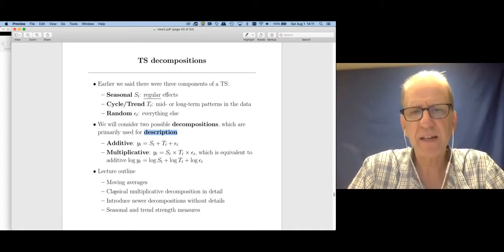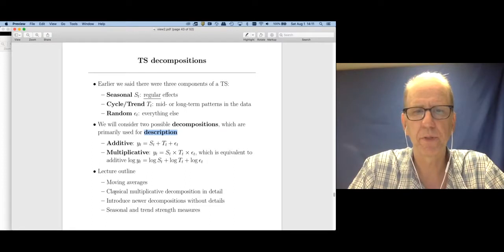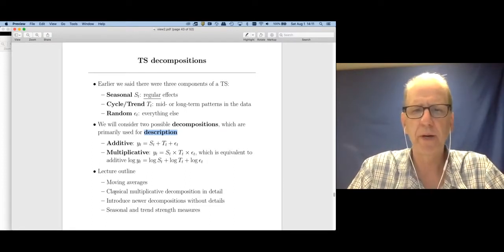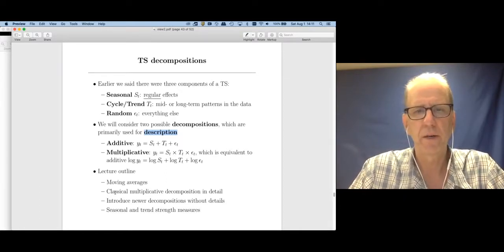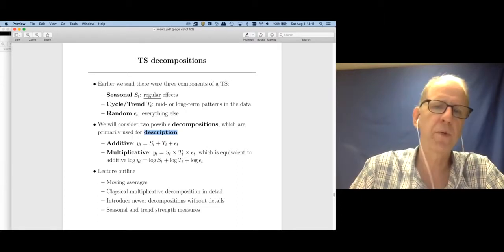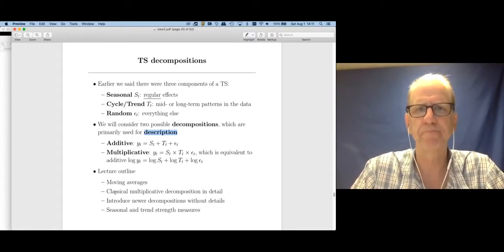There's also an additive decomposition that I don't intend to cover. It's available in the same function in R, and it's covered in the textbook. But I think the multiplicative situations are much more common in marketing and business, and so therefore I'm only going to focus on that. But it's worth reading about the additive as well.